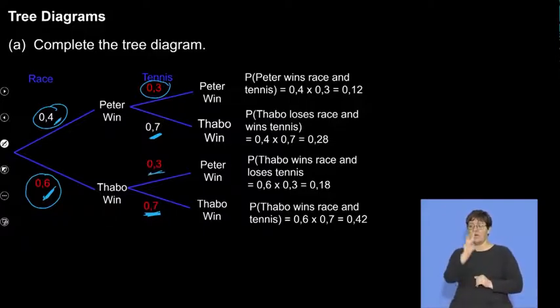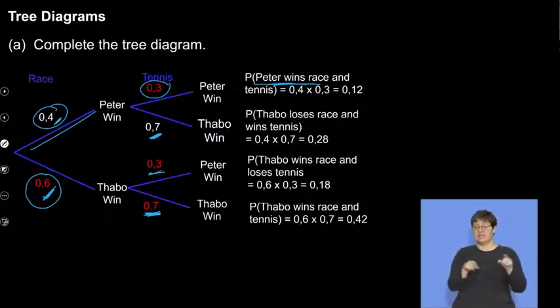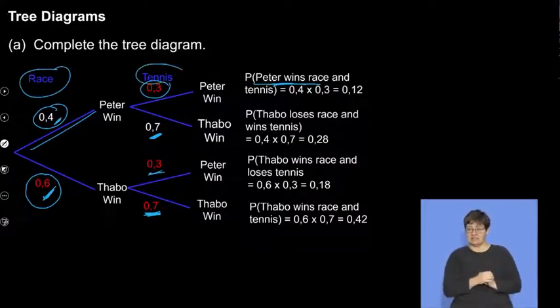Then let's look at the possible outcomes, because if we have a tree diagram, we can just trace the possible outcomes. So what are the possible outcomes? The possible outcome will be here. Peter wins, because it's Peter wins and wins a race. Are we together? Because we're talking about a race in the first branch, and we're talking about tennis in the second branch. So the probability that Peter wins race and tennis will be 0.4 times 0.3, which will give us 0.12.